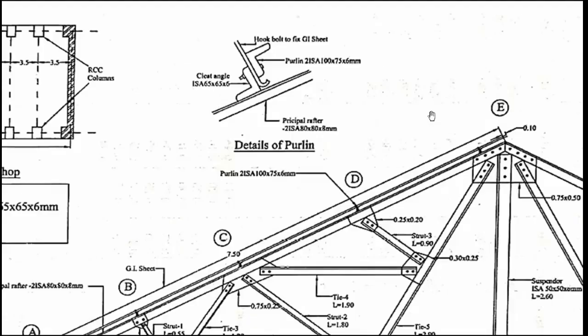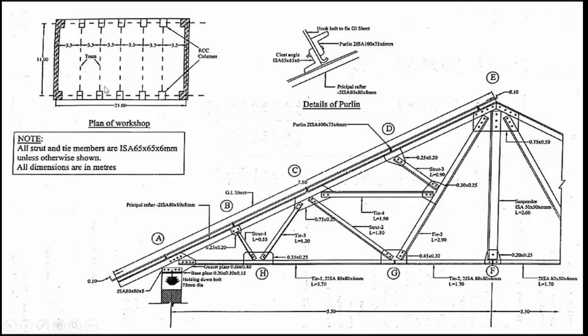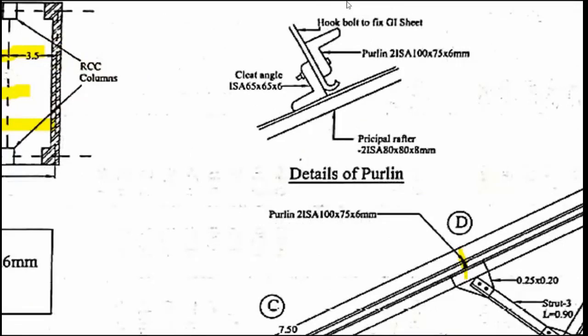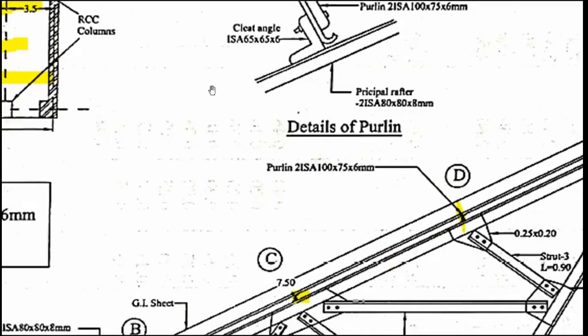If you see the plan now, the dotted line is the truss. Purlins are going to run perpendicular to that truss, that means purlins will run in this direction. The dark marks we are seeing are nothing but the purlins. For that they have given the details: how the purlin is being connected. It is with the help of the cleat angle that it is connected to the principal rafter. This is the detail they have given.